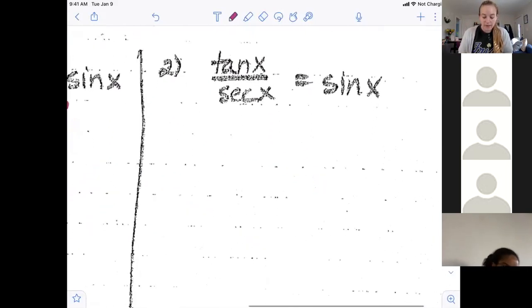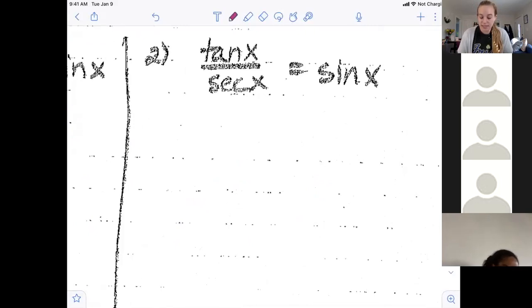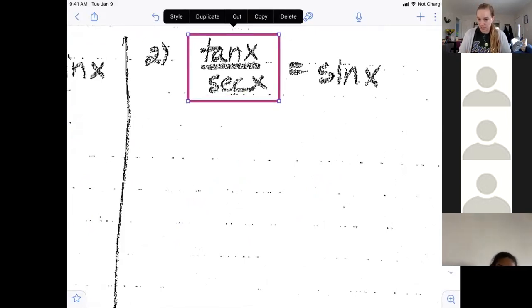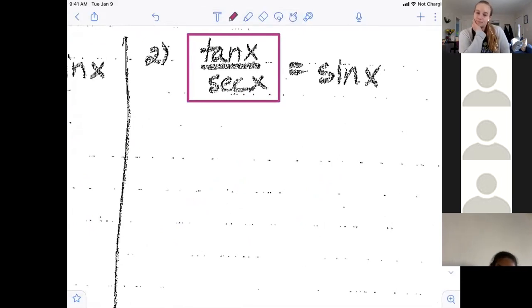Second one, I've got tan x over secant x equals sine x. Again, go for the most complicated one, and tan x over secant x is more complicated than just sine x. So we're going to start with the left-hand side. I would look for any Pythagorean identities, but there's nothing squared here, so there are no Pythagorean identities for me to use. However, I can do my second most common first step, which is to simplify and get this in terms of sine and cosine.